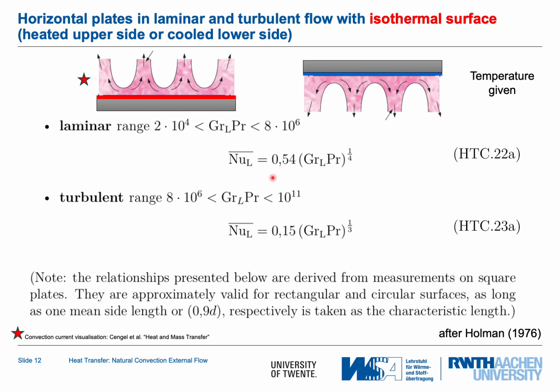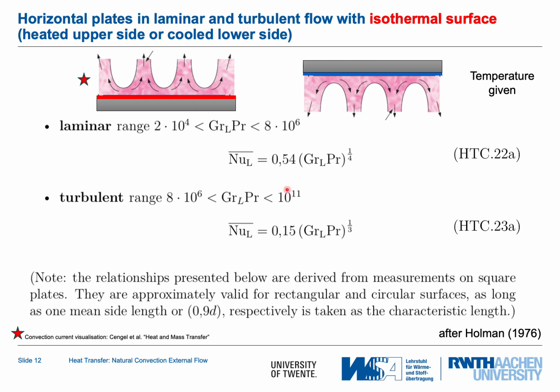In the laminar range, the Nusselt number is 0.54 times Grashof Prandtl to the power 1 over 4, again the 1 over 4 for laminar. In the turbulent range, we have an expression with a constant 0.15 times Grashof Prandtl to the power 1 over 3, and that is indeed the larger exponent that we saw before.